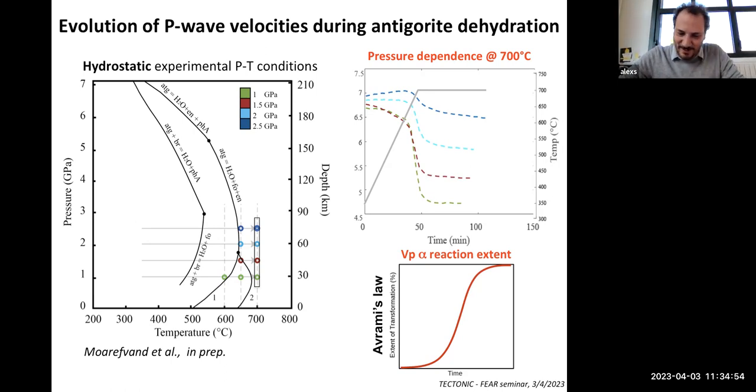This is a very good question. The fast answer is no, and the second answer is that we cannot do that for the moment because we have to decide at the beginning of the experiment whether we go for P-wave velocities or whether we go for acoustic emission. We're not able to do both at the same time in the machine yet.